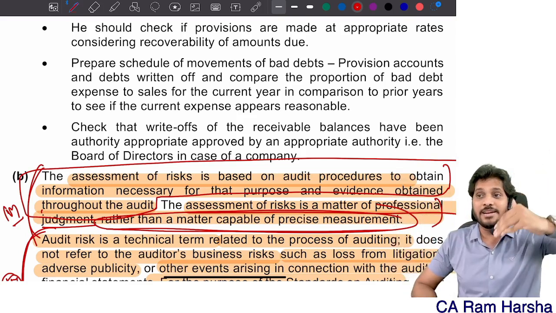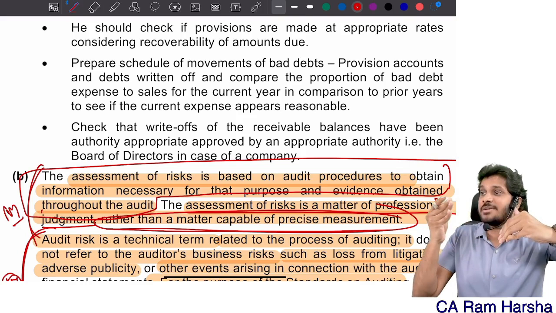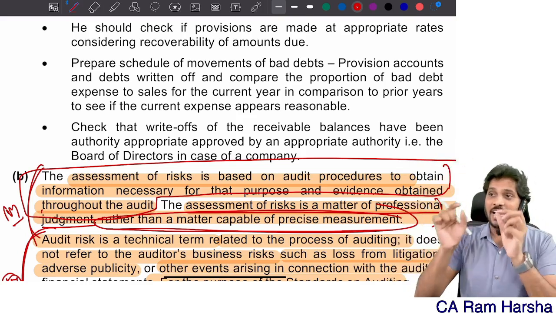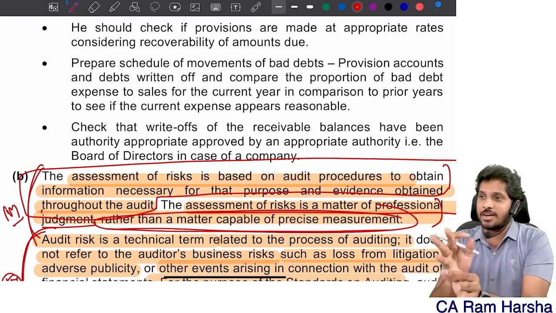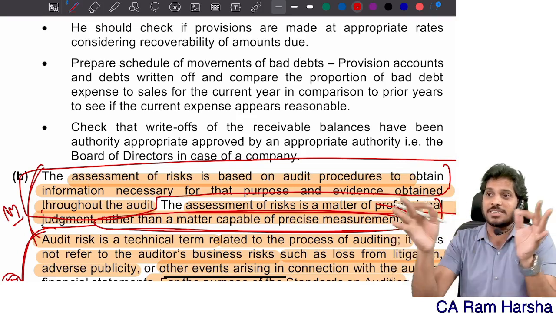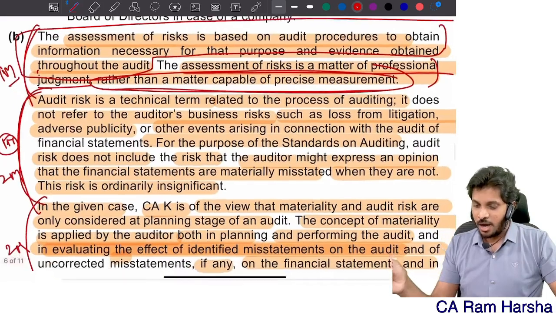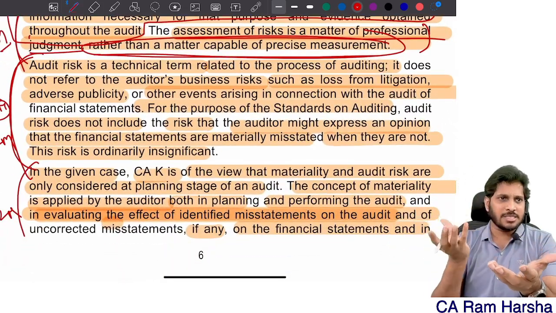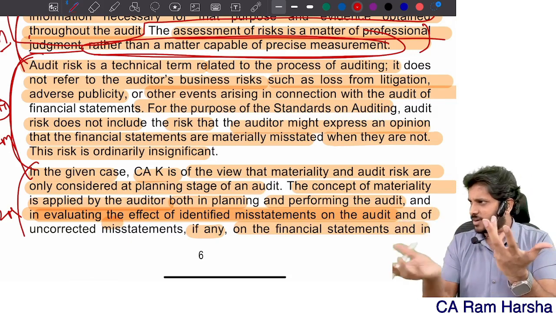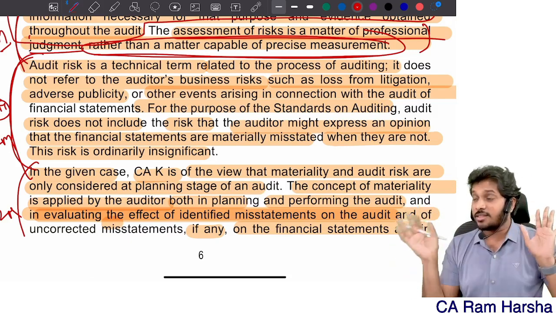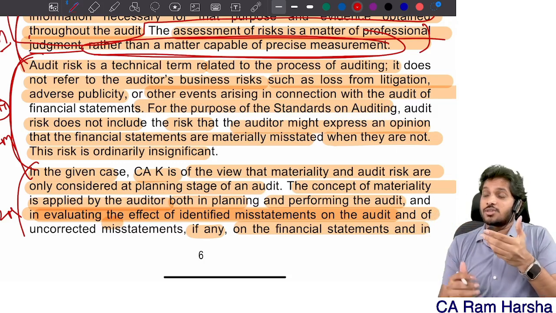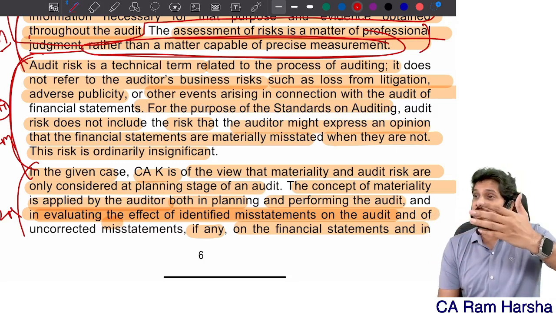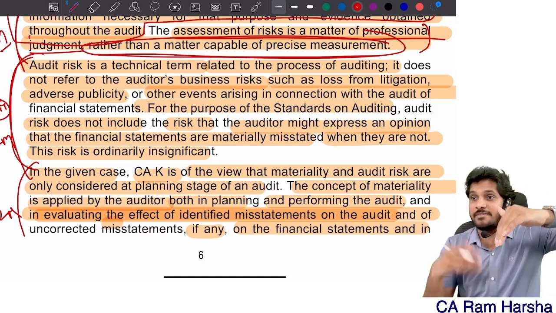This is how we identify the risk, and the identified risk shall be assessed into 2 levels: financial statement level risk and the assertion level risk. And assessment of risk is a matter of judgment and not a matter capable of precise measurement. Further, audit risk is a technical term used in the process of audit. It does not include auditor's business risk, loss of client's reputation, litigation, all this. Further, audit risk does not include giving an opinion on the financial statements that are containing misstatement when they are not.